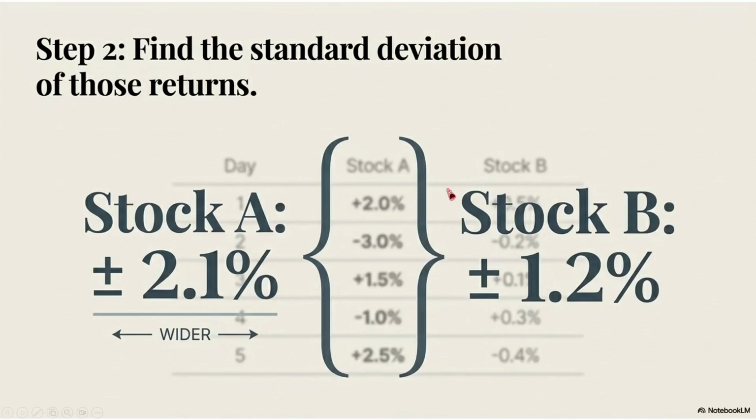And then for step 2, we find the standard deviation of those daily returns, which tells us how far the daily movements deviate from their average. Running the math on our 5-day sample, we find that stock A has a daily standard deviation of plus or minus 2.1%, and stock B 1.2%.